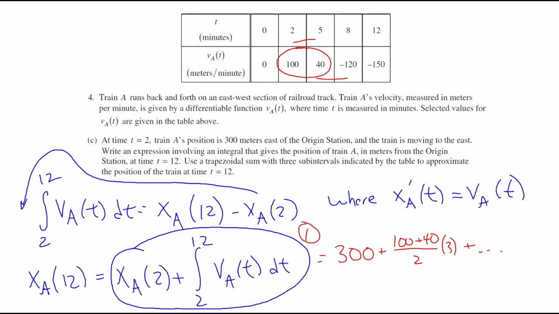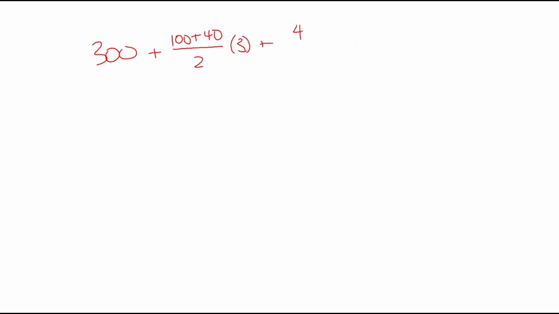We've got the 300, and then we've got plus (100 plus 40) over 2 times 3. And then we're going to add to that the next one here, which is going to be 40 plus negative 120 divided by 2. And that one's also going to get multiplied by 3. So we've got 40 minus 120 divided by 2, also times 3.